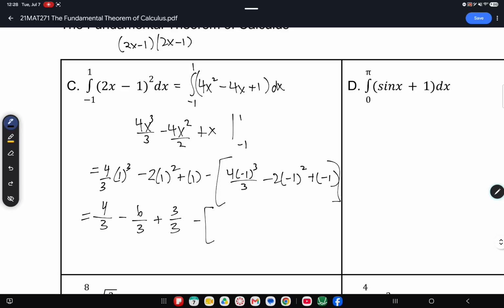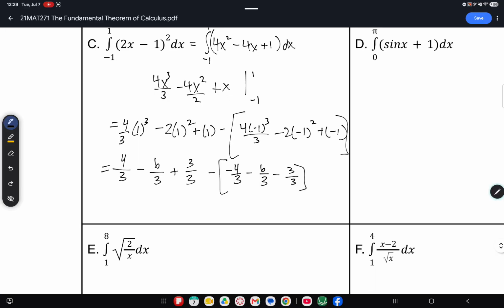And then I'll subtract off a big quantity here. Let's see, that's going to be negative 4 thirds minus 2 minus 1. And then here's what I'm going to do. Go ahead and distribute that negative. All of these are negative, which means they'll switch to positive.